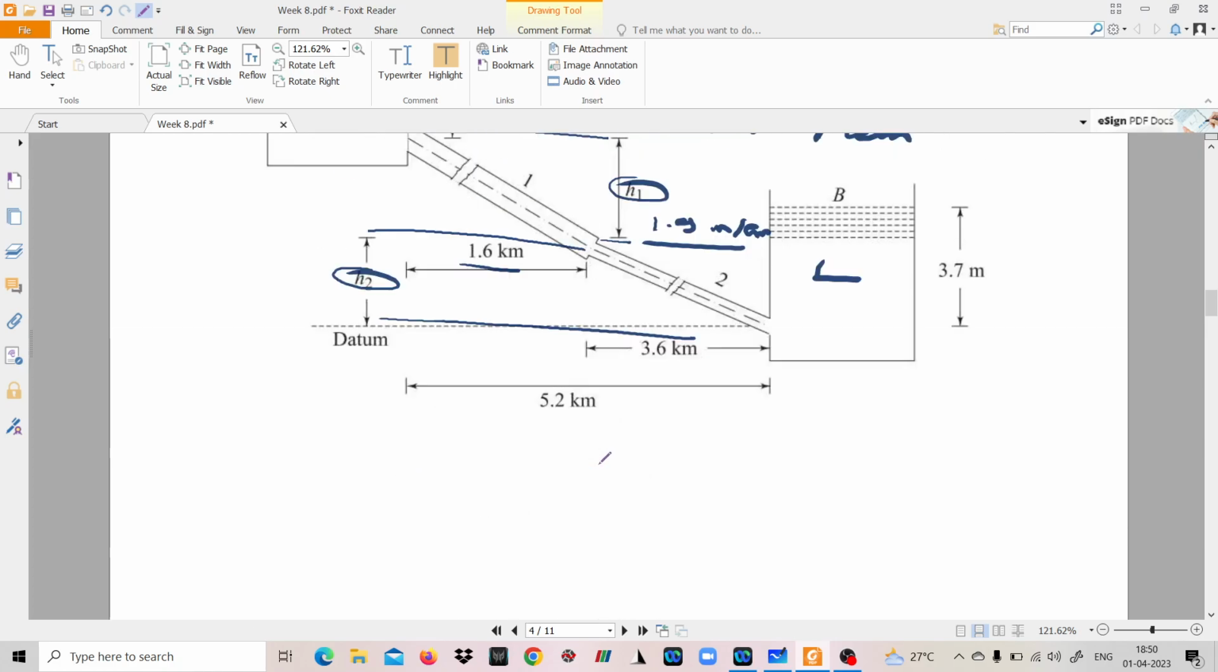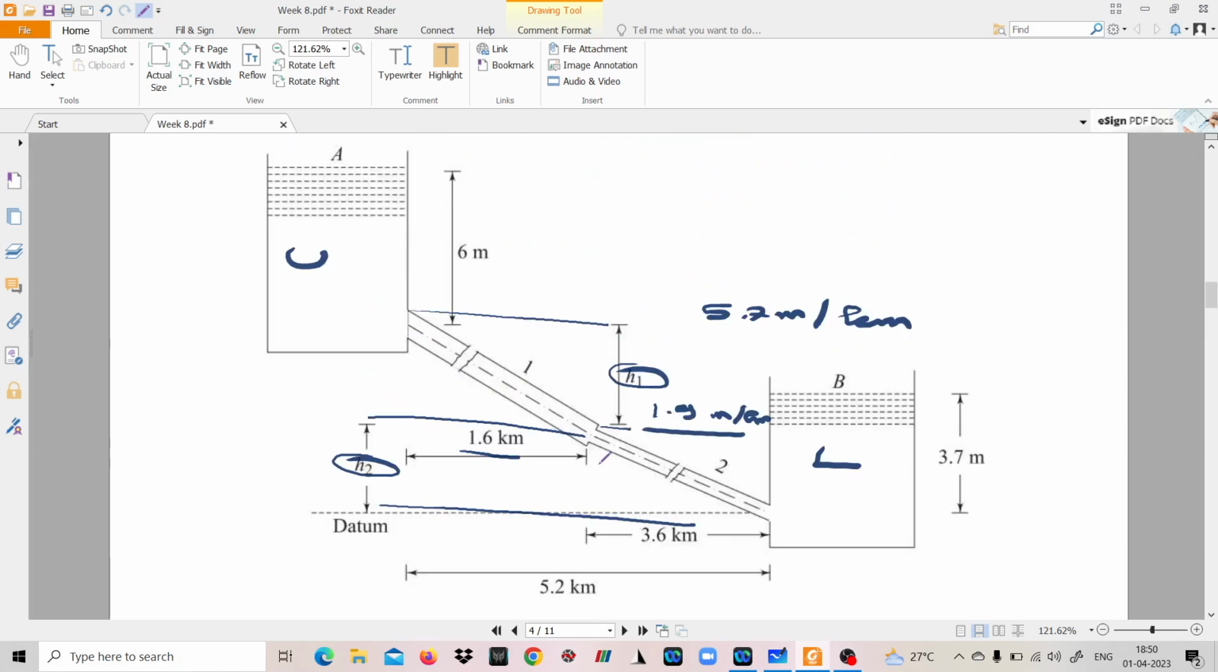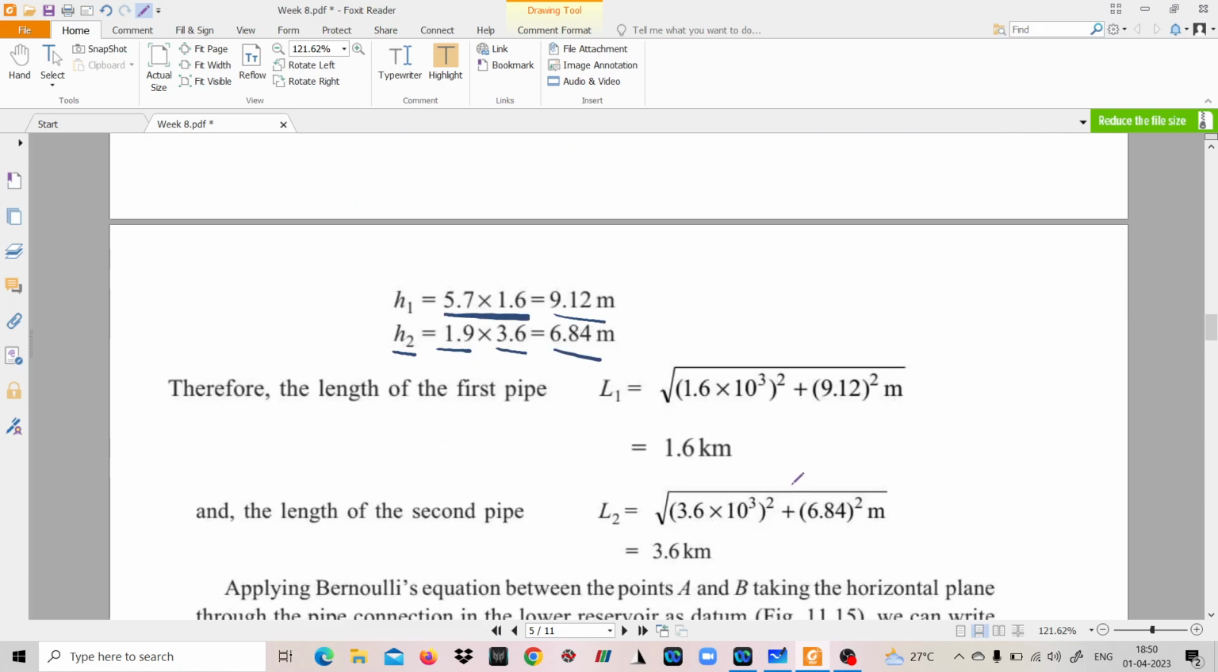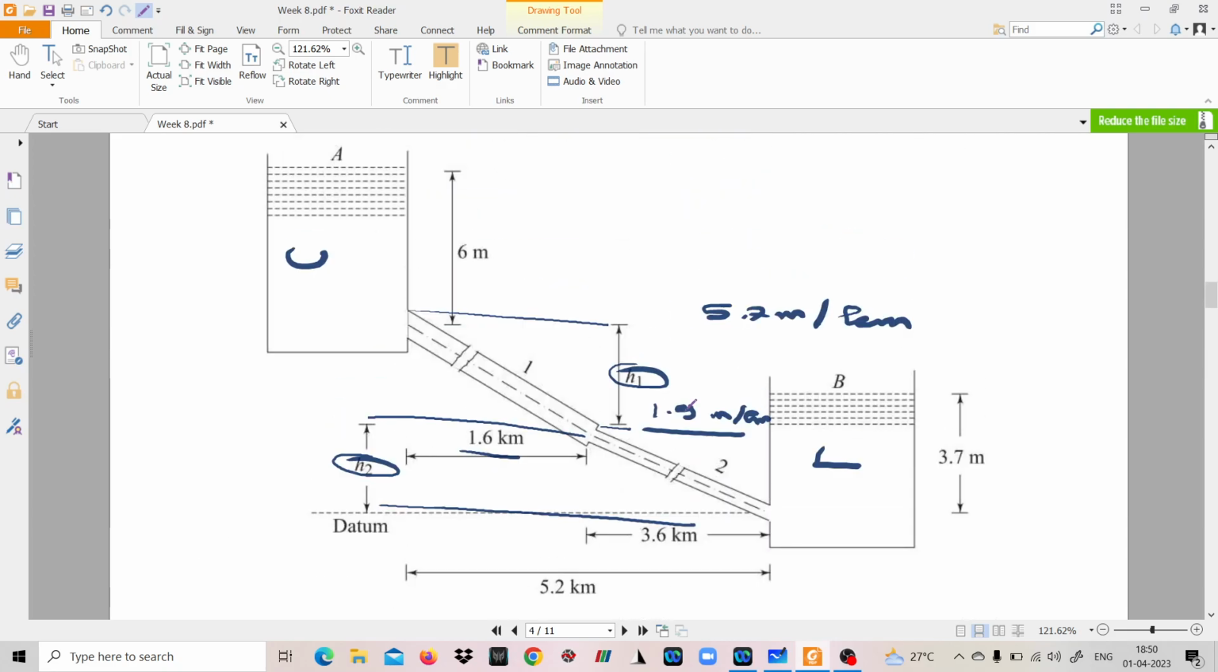Okay, so the next part is you have to determine the length of the pipelines. Length is basically the slanting length, L1 for pipe 1, L2 for pipe 2. So L1 will be how much? If you look at this particular triangle, then this is L1, so it is basically the hypotenuse for this right angle triangle. So square root of 1.6 square plus H1 square will give you L1.